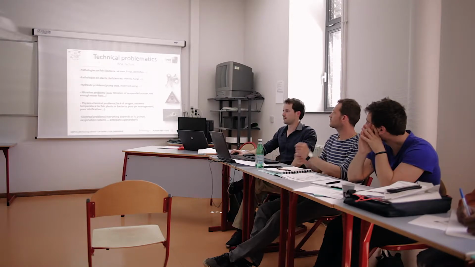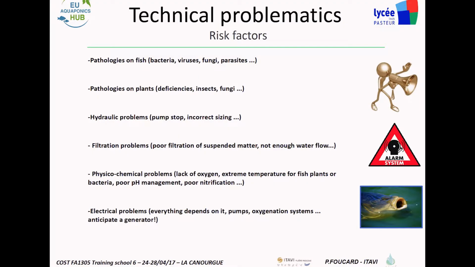Then the risk factors. Pathologies in fish can be a real problem: bacteria, viruses, fungi, parasites. Usually you add a UV treatment in your system to avoid it, but it can still happen. Pathologies also on plants: deficiency, insect attacks, or fungi. Hydraulic problems: if the pump stops or if it is sized incorrectly, you can have a problem very fast. Filtration problems, because poor filtration will impact the health of the fish and the efficiency of the biofilter.